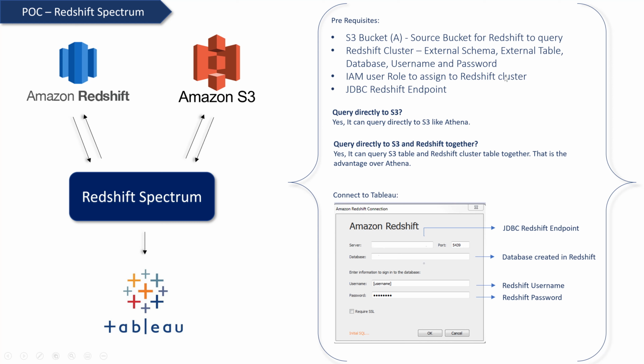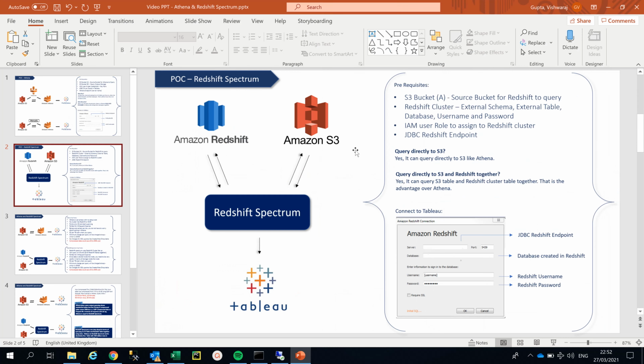So why is it mentioned external? Because this will be completely outside Redshift. So you are going to grab an Amazon S3 table in Redshift, but that will be just an external schema there in Redshift. So let me share.